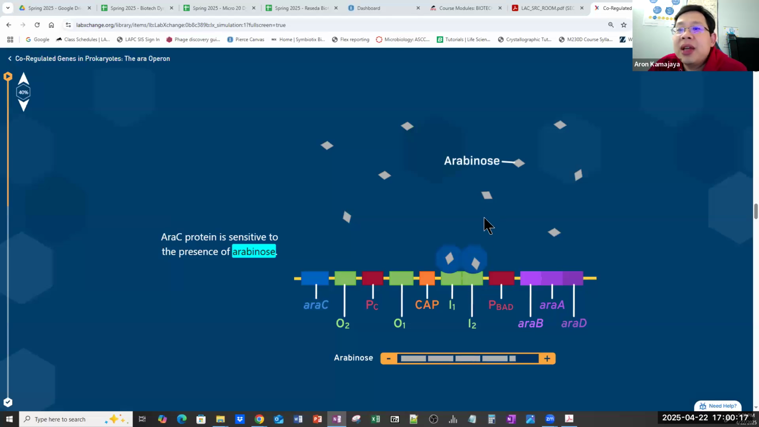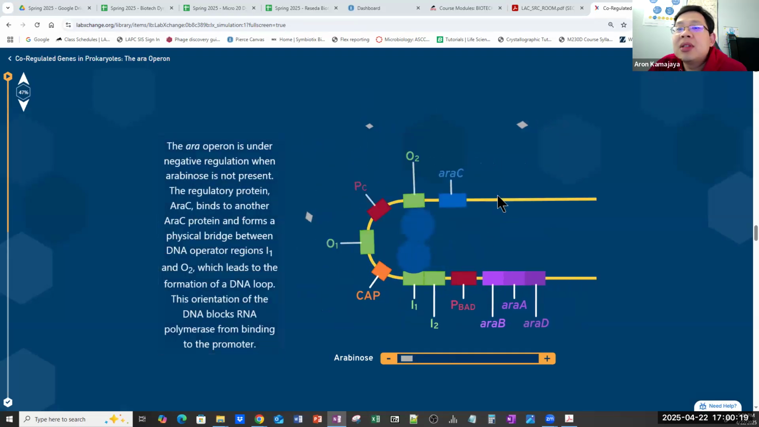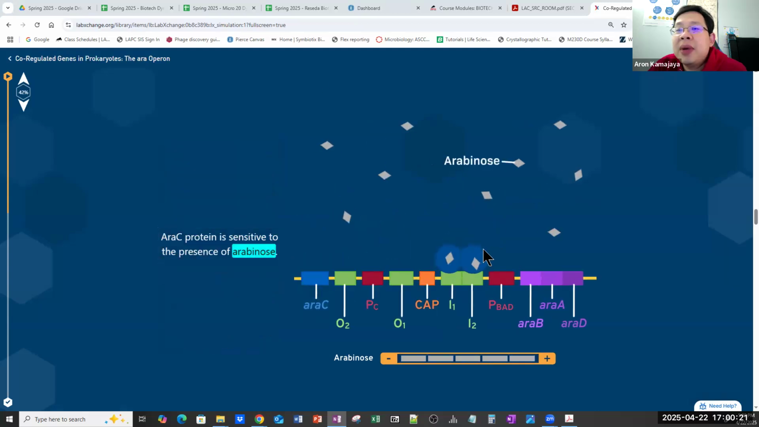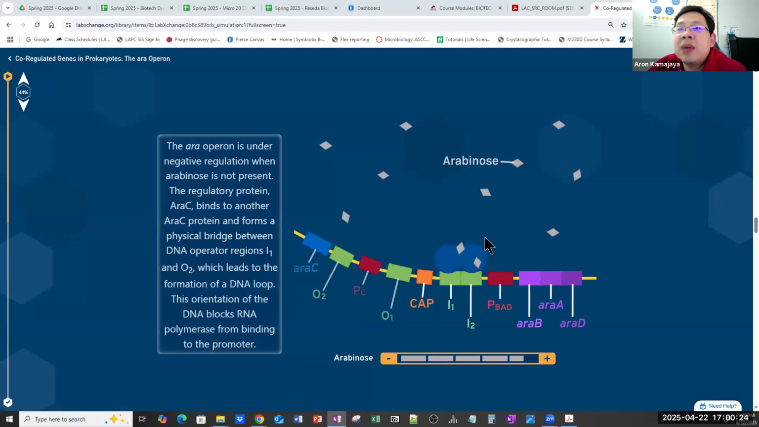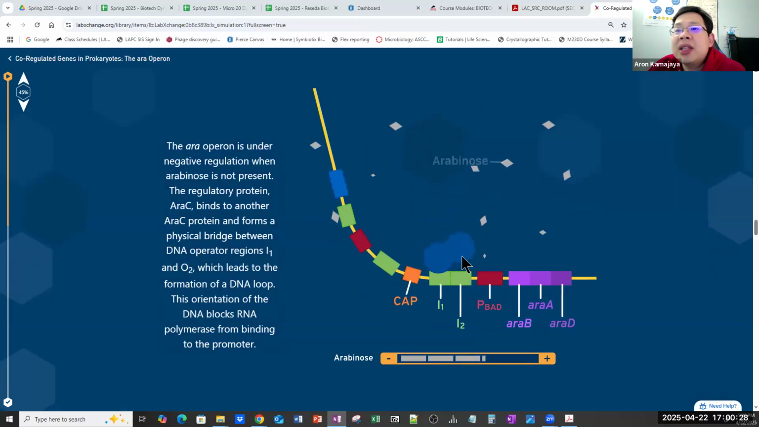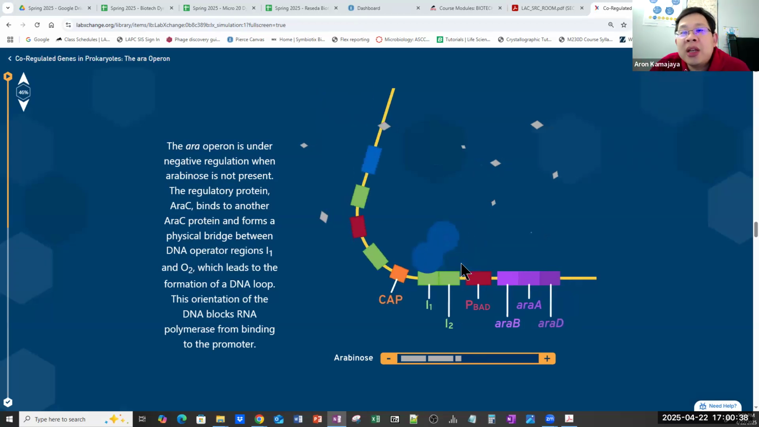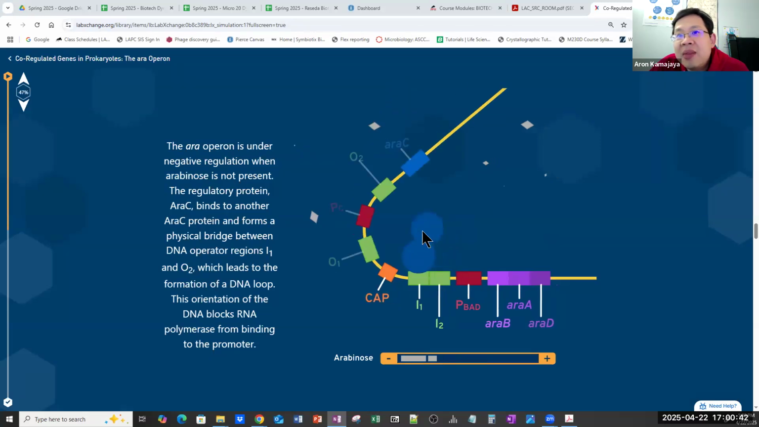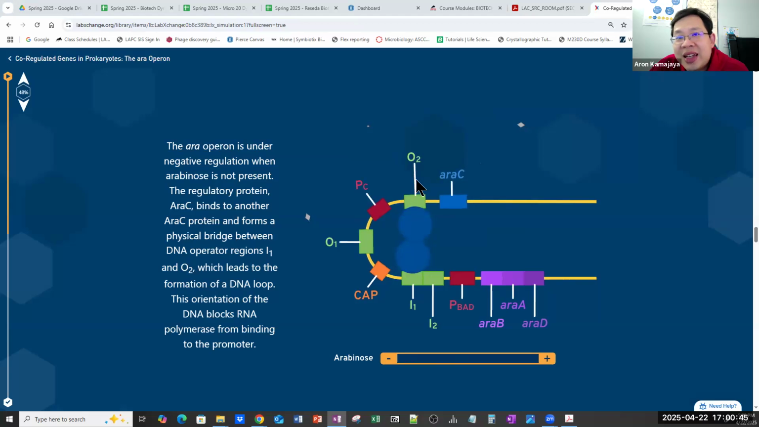When you have arabinose, it sits there. But let's say you remove the arabinose from the cell, so there's no arabinose. What happens here is that RRC will switch what we call the conformation. It switched the shape, if you will, to the point that it no longer binds to I2. Instead, it binds to O2, right? So it's now bound to the I1 and O2 regions over here.